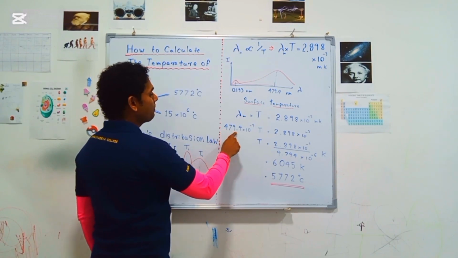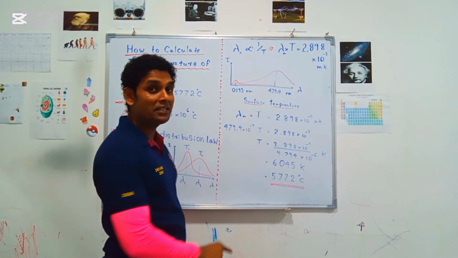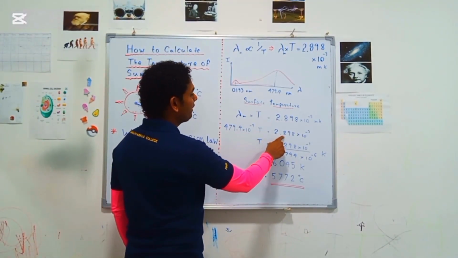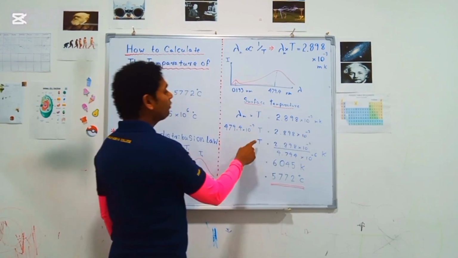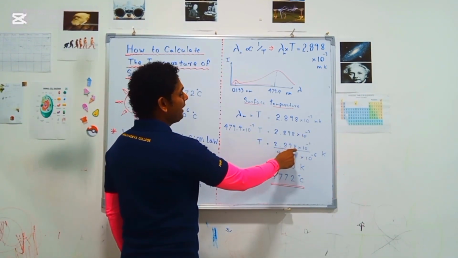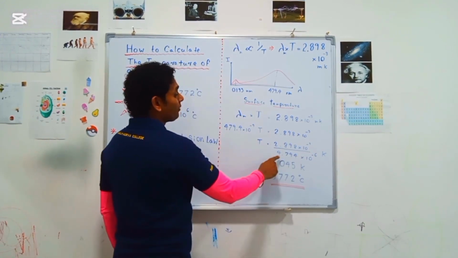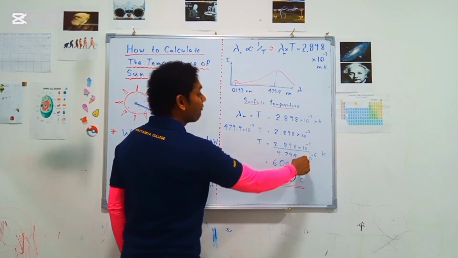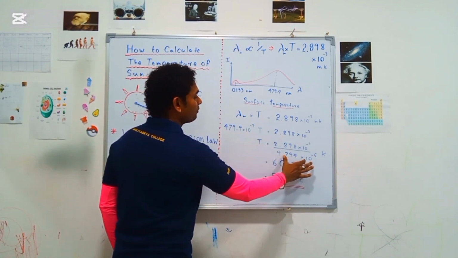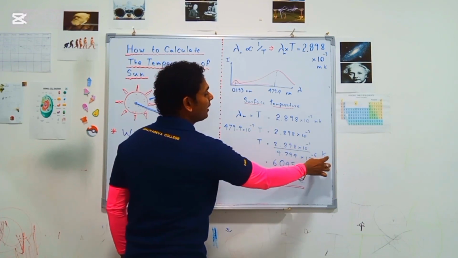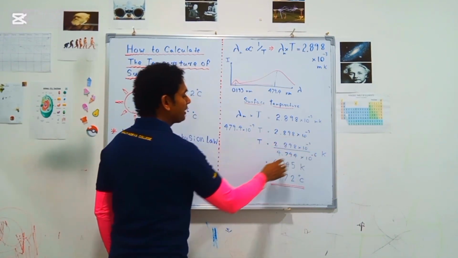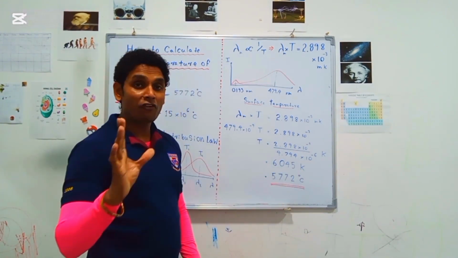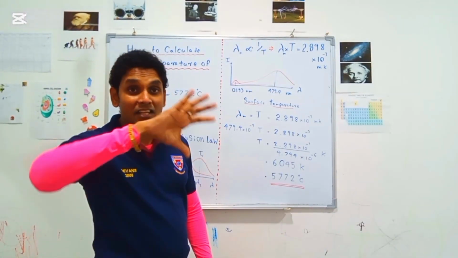So 479.4 times 10 to the power minus 9, because nanometers means 10 to the power minus 9 meters, times T is equal to 2.898 times 10 to the power minus 3. Now T is equal to 2.898 times 10 to the power minus 3 divided by 4.794 times 10 to the power minus 7. Finally, from this calculation, we will get a Kelvin temperature. The final calculation gives us 6045 Kelvin as the surface temperature.